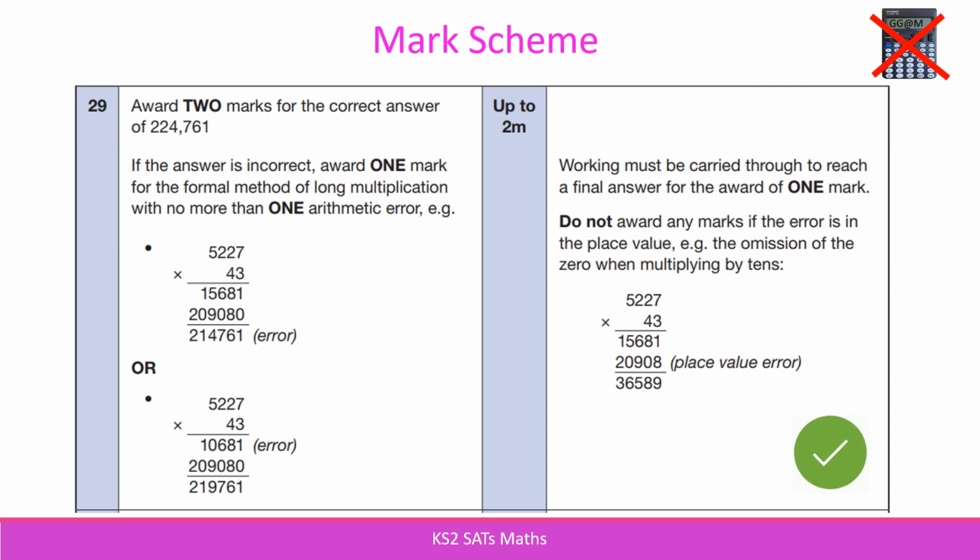The mark scheme on this question shows it's up to 2M, which means up to 2 method marks for the correct answer of 224,761. If you used the column method, you will get a mark with an error in either of the places here. We'll give you 1 mark. It says do not award marks if there is an error in the place value. So for example, if there is a 0 missing here, you cannot get 1 mark. If they've written it out and forgotten that 0, you must include that 0 to get the mark.